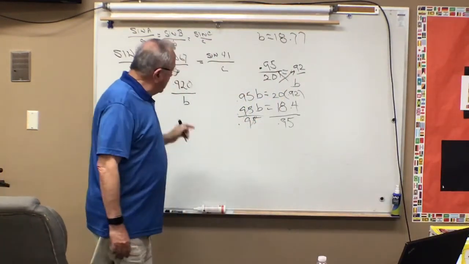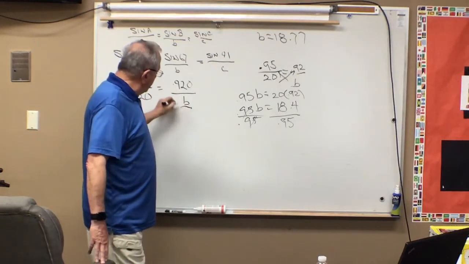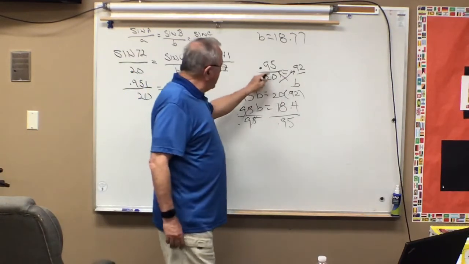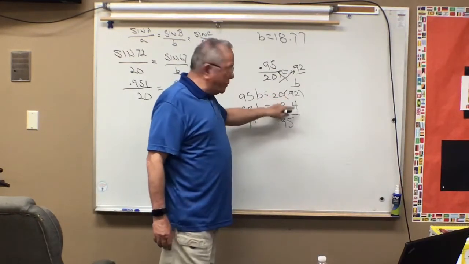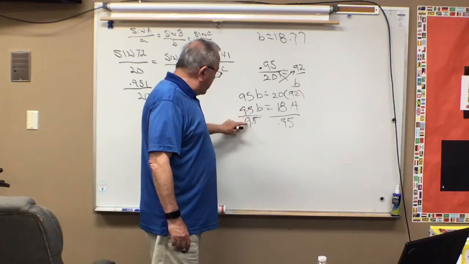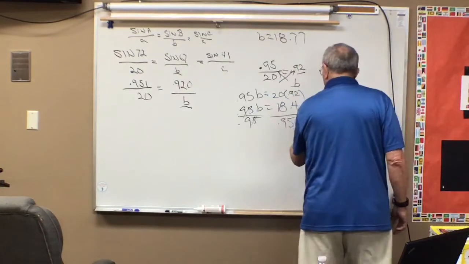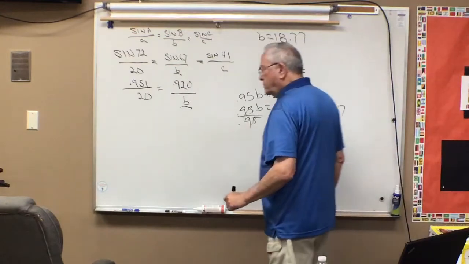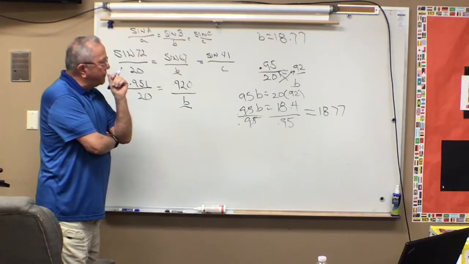So again, review. All I'm doing is this section here, correct? I'm solving for what? B, aren't I? So again, it's going to be cross multiply. I get 0.95B equals 20 times 0.92, which equals 18.4. I need to divide both sides by what? 0.95. And then this is going to equal 18.77. All right? So sit back and relax and enjoy this and see if you can cipher this.